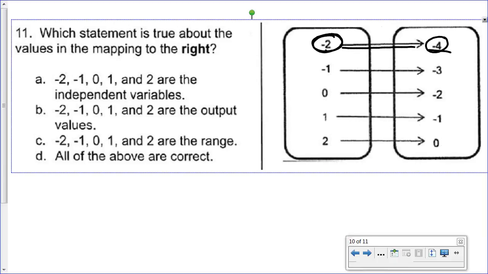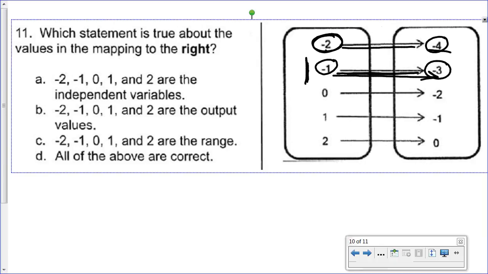So let's read some of the statements. Which statement is true about the values in the mapping to the right? -2, -1, 0, 1, and 2 are the independent variables. Well, it looks like this guy has no choice. He depends on all this stuff that's done to convert this into this. They don't have much choice over here. They're dependent on what goes on over here.